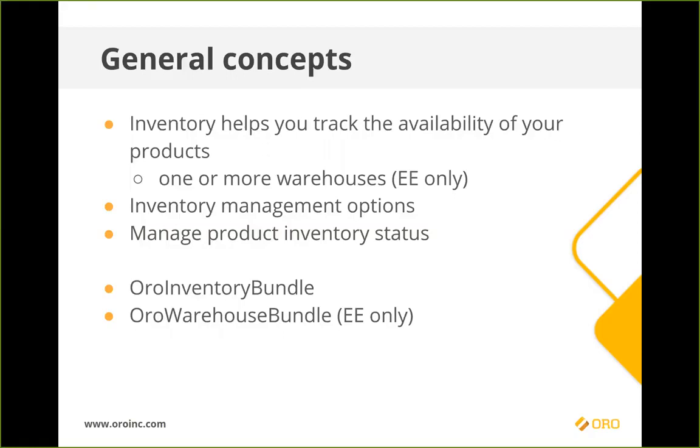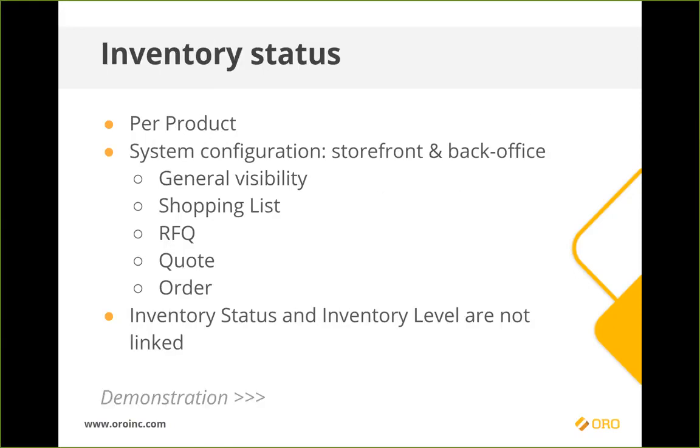We can also manage product inventory status, and all the information is stored in bundles. The first one is the inventory bundle, which is the community edition version, and then on top of it we have the warehouse bundle, which adds multiple warehouses. So let us start from the inventory status. Inventory status is set per product, and you may customize the visibility of the product based on inventory status, both at the storefront and in the management console. For now, please remember that inventory status and inventory level don't have anything in common, because inventory status is just a status of a product, and inventory level tells us how many products we have there.